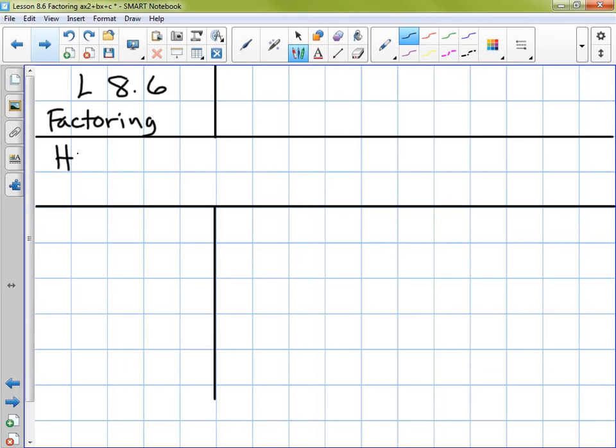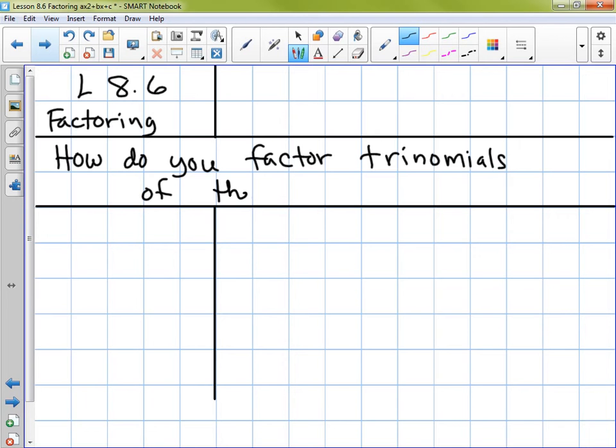Your essential question: how do you factor trinomials of the form ax squared plus bx plus c? And I have 5 examples. They're just 5 of the same type of problems so that you get the hang of it. And here we go.